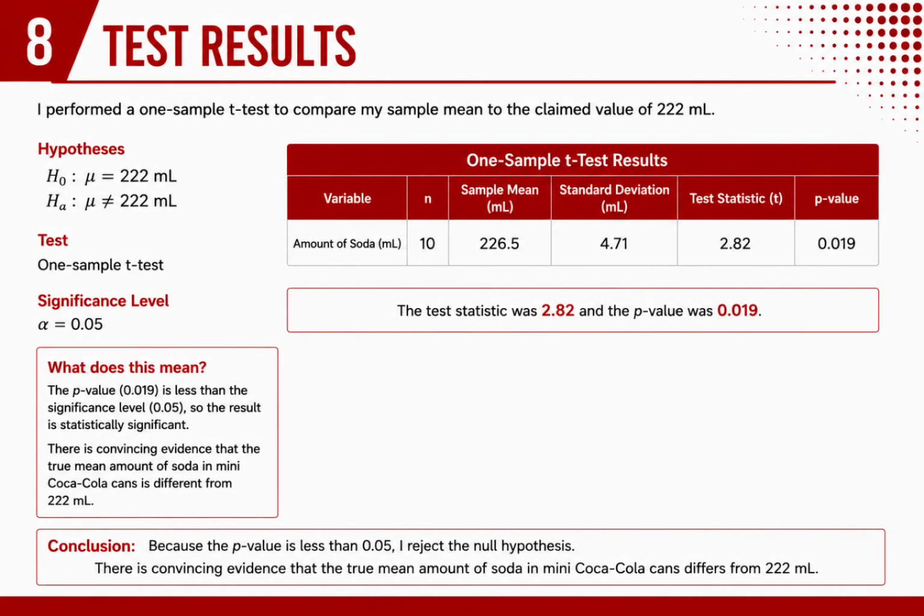I performed a one-sample t-test to compare my sample mean to the claimed value of 222 milliliters. The test statistic was 2.82 and the p-value was 0.019. Since the p-value is less than 0.05, the results are statistically significant.